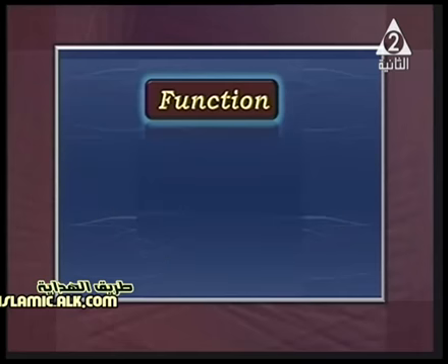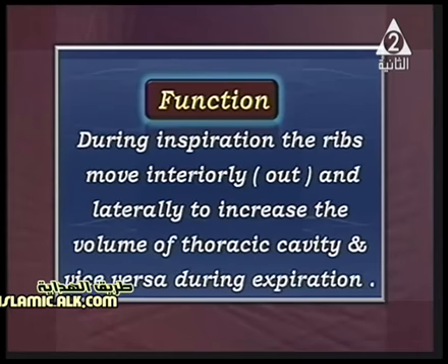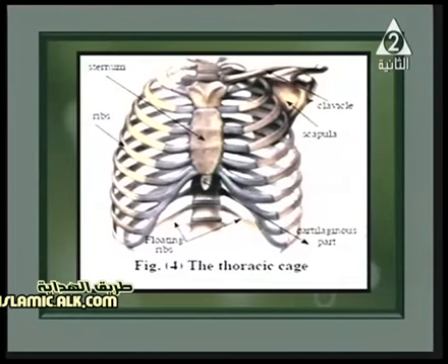While during inspiration, the ribs move outward and laterally to increase the volume of the thoracic cavity, and vice versa during expiration or exhalation, releasing the air. This is your thoracic cage.